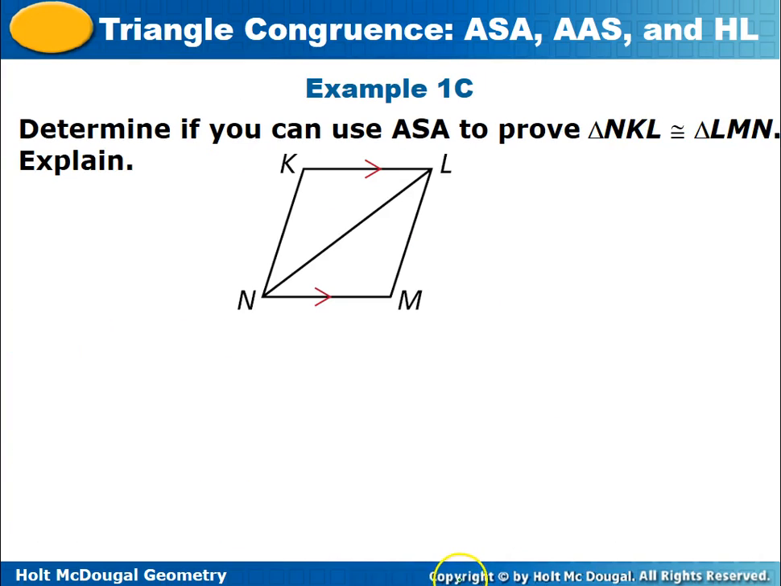So the next one says, determine if you can use angle side angle to prove that triangle NKL is congruent with LMN, and explain. So the first thing I know I can mark is that shared side. Then I want to show you a couple things here.